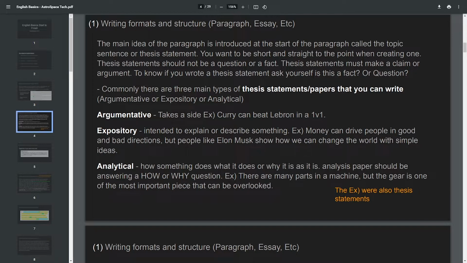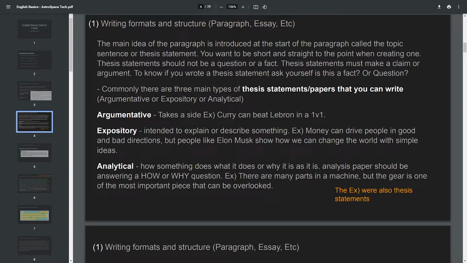The main idea of a paragraph is introduced at the start of the paragraph, called the topic sentence or thesis statement. You want to be short and straight to the point when creating one. Thesis statements should not be a question or a fact. Thesis statements must make a claim or argument. To know if you wrote a thesis statement, ask yourself, is this a fact or a question?